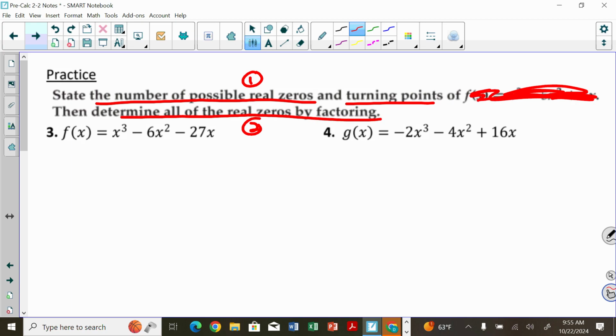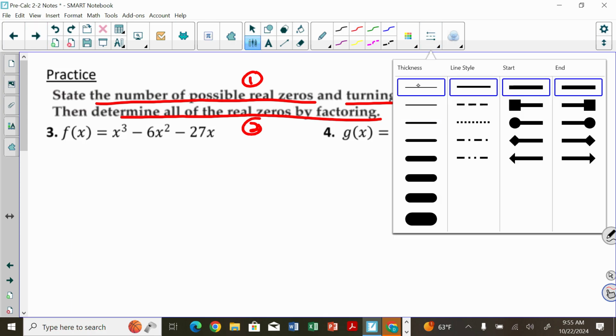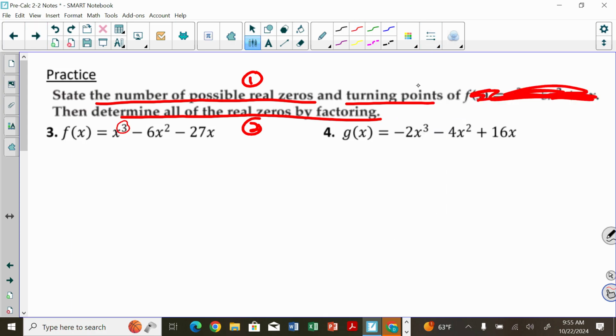Okay. So first, let's look at how many zeros we're talking about. So in this case, we know because of this degree, again, I can look here and say because of that, I know that my zeros have to be at most 3. So the zeros have to be less than or equal to 3. Okay. And then I can also say that n minus 1 is 2. So the most turning points we could have is 2 turning points.